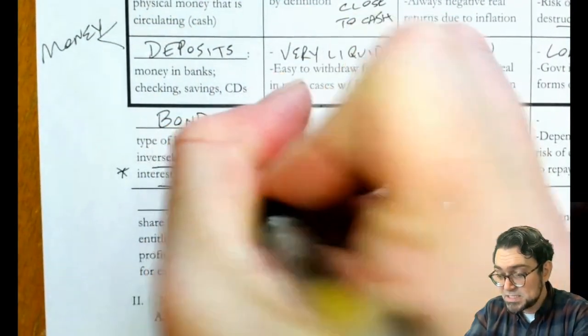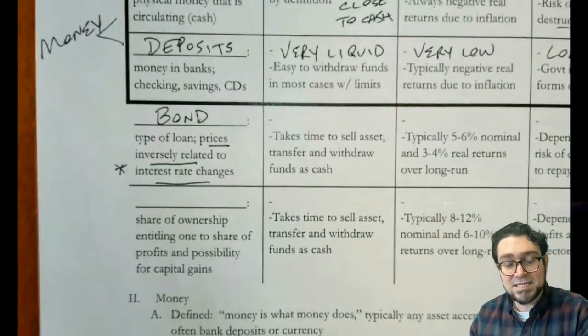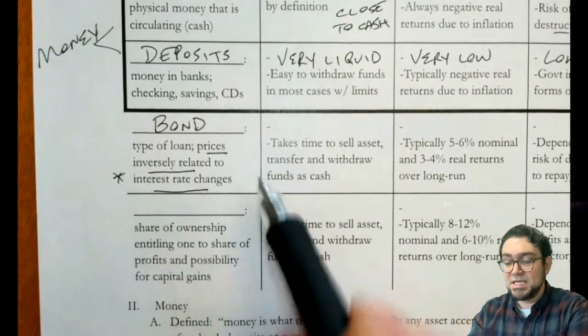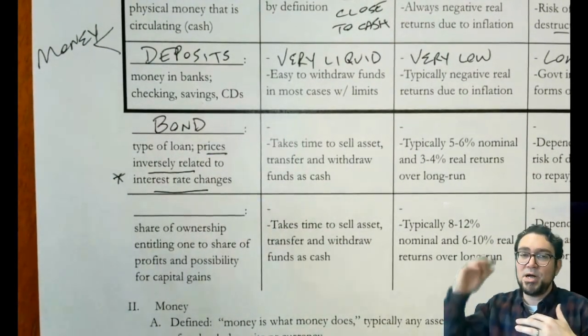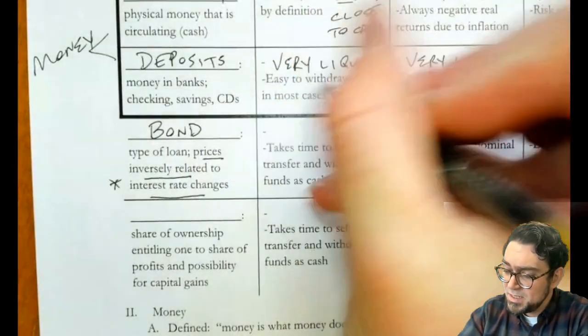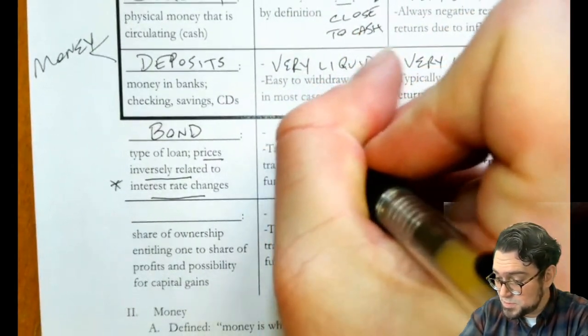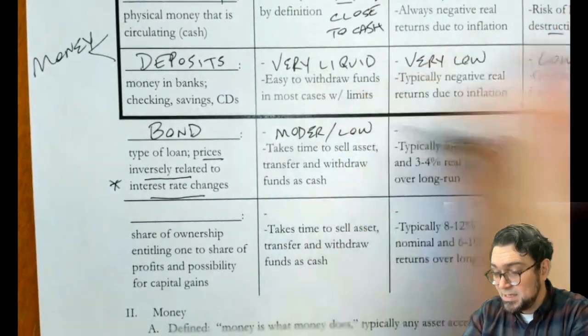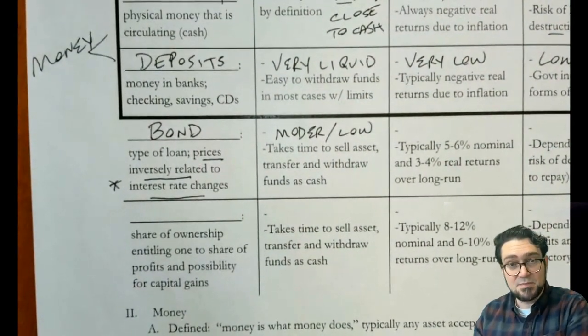So I'm just going to have you put a star next to that and note this. I'm going to come back and explain why that's true later. But in general, we would say that as interest rates in the economy rise, bond prices will typically fall, and vice versa. We would say that bonds are only moderate to low liquidity because you're going to have to take time to sell the bond to someone else.